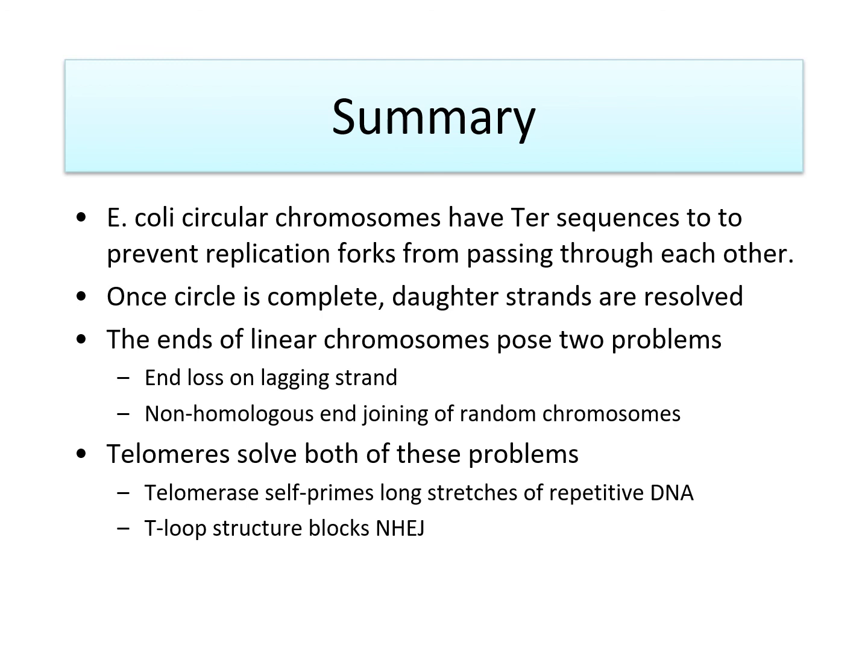Linear chromosomes have two problems. One is loss of information on the lagging strand, and the other is that if we don't have a unique structure at the end of our linear molecules, our DNA repair machinery might randomly repair those ends and mangle our genome. So telomeres solve both of these problems: one by self-priming long stretches of repetitive DNA through the use of telomerase and its built-in RNA primer, and also by forming a unique structure so that they are clearly indicated as ends and stabilize our genome. And that's that.